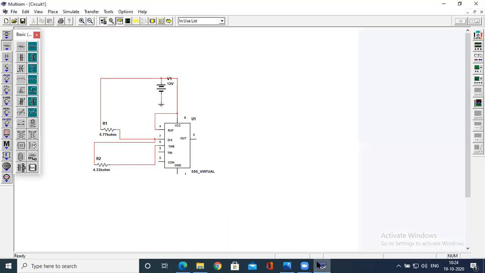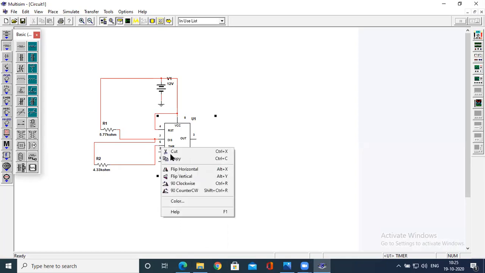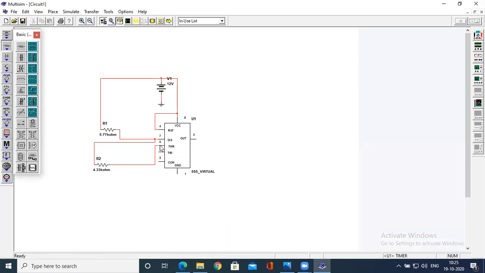Pins 2 and 6 have to be shortened, all of you. So simply you short over here. Yes, pins 2 and 6 have been shortened, right?